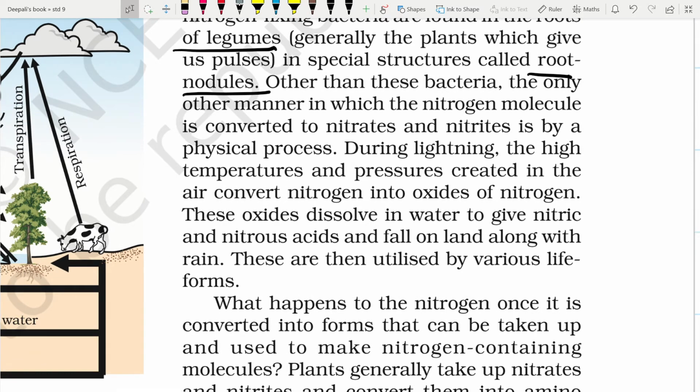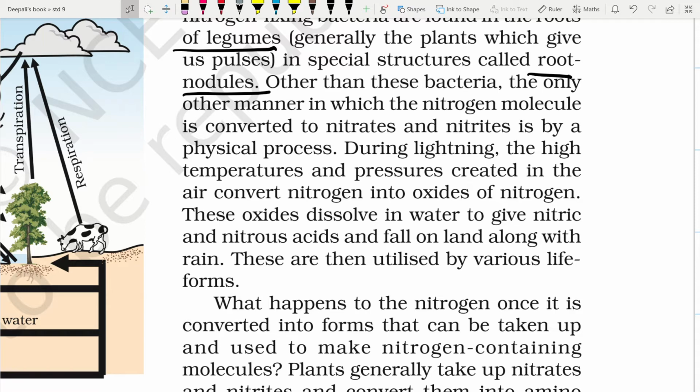During lightning, the high temperature and pressure created in the air converts nitrogen into oxides of nitrogen. These oxides of nitrogen dissolve in water to give nitric and nitrous acid and fall on land along with rain. They are then utilized by life forms.